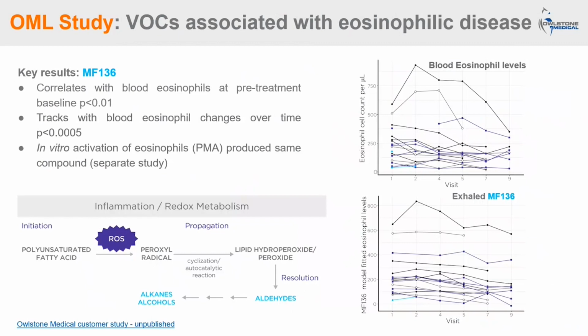The inflammatory process can produce reactive oxygen species, which can react with fatty acids and/or phospholipids to generate volatile biomarkers on breath. Molecular feature 136 could be a product from lipid peroxidation due to interaction between ROS and unsaturated lipids. In a separate study, it showed that in vitro activation of eosinophils using PMA produced the same compound.